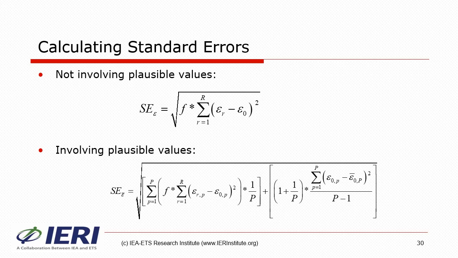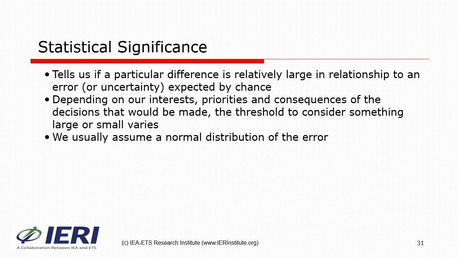Having discussed how to calculate standard errors, we have the two formulas for cases when you are not using plausible values and when you're using plausible values for your analysis. Here's one last point to summarize the calculation of sampling and imputation variance, which has to do with statistical significance. Statistical significance tells us if a particular difference is relatively large in relationship to an error or uncertainty expected by chance. Depending on our interests, priorities, and consequences of the decisions that would be made, the threshold to consider something large or small varies. We usually assume a normal distribution of the error.